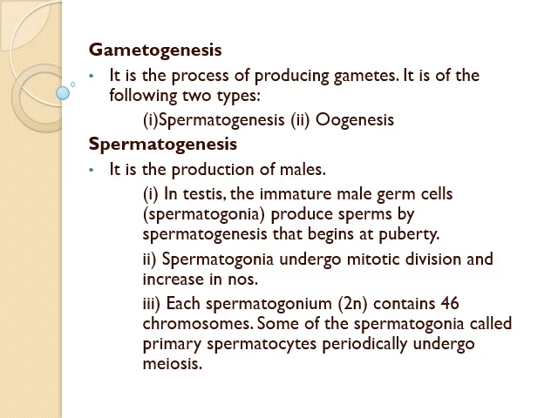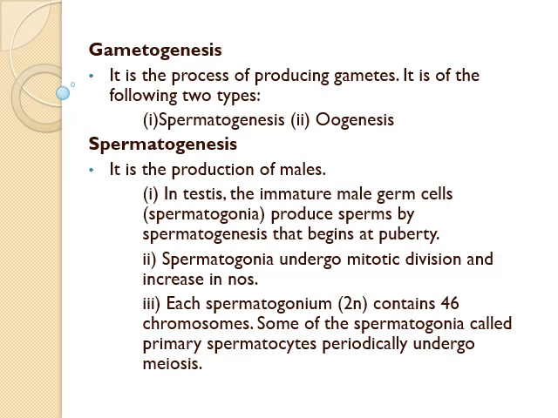Gametogenesis is of two types. One is spermatogenesis, that is the formation of sperms by testes. In other words, we can say it is the production of males. Next one is oogenesis. Oogenesis is the formation of ova in the ovary. Next we will see briefly about spermatogenesis. Already I said spermatogenesis means the process of production of males.